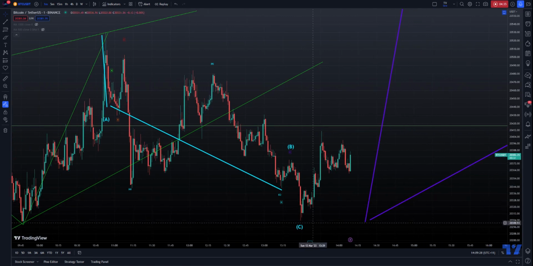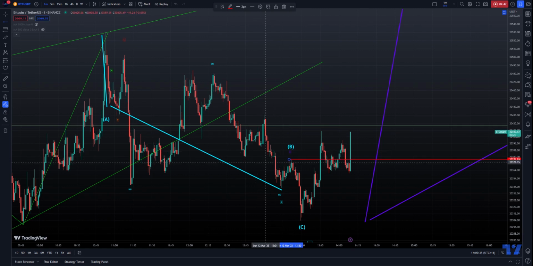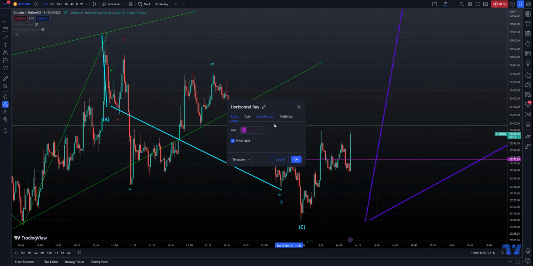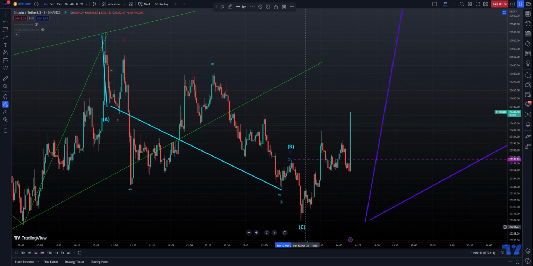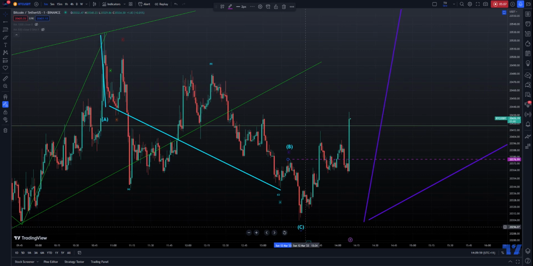But I think the trick here once again would have been, once we break this area here, right? Once we break this area here, it's a sign that that D wave is done. So it's almost like a clue, right? Because when you break certain levels, that basically confirms that it's done, right? So you basically go long from here. All right, that's what I'm trying to say. I've been trying to say it the whole time. I don't know if it makes much sense.